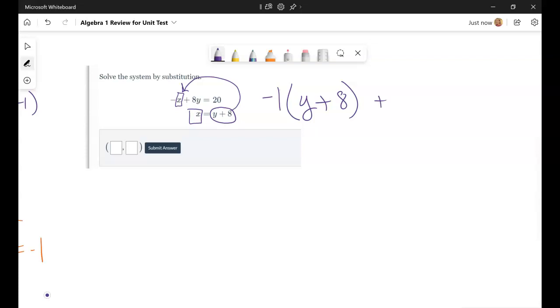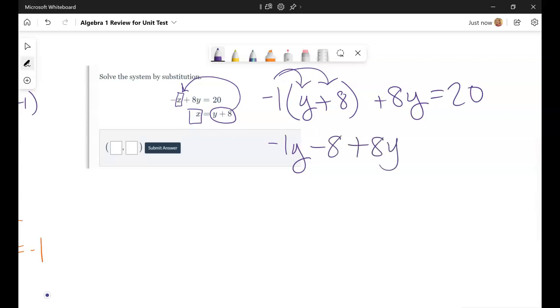Now I'm ready for plus 8y equals 20. Take a minute to kind of look at that. Drag it and drop it in place of the x. But because the x was negative, treat that like a negative 1 there. And you're right. It's time to distribute. What's negative 1 times y? Negative 1y. Okay. Negative 8. Okay.